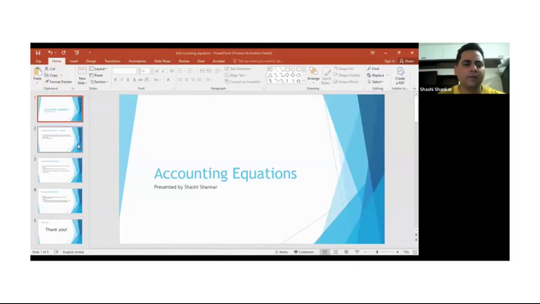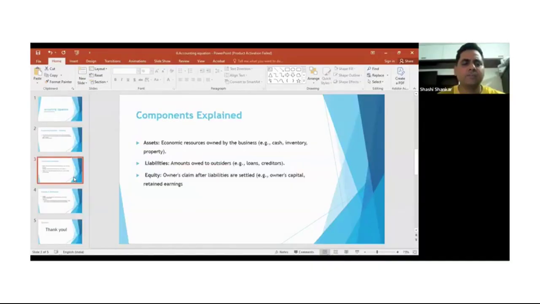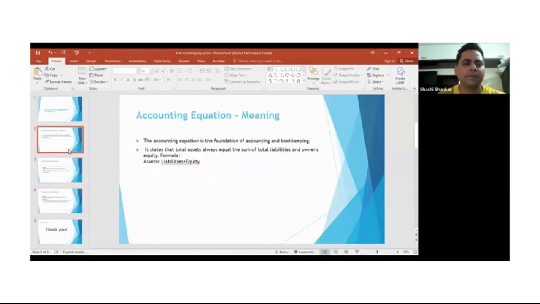In this topic, I'll cover three segments: the meaning of the accounting equation, how the equation works, and some examples of it. Okay, so to begin with, the accounting equation.